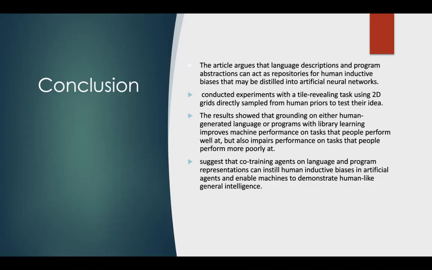And coming to the conclusion, the language descriptions and the program abstractions can act as repositories for human inductive bias that can be distilled into artificial neural networks, and training artificial agents on representations from languages or program induction results in learning human inductive biases, allowing the agents to perform tasks more similarly to humans.